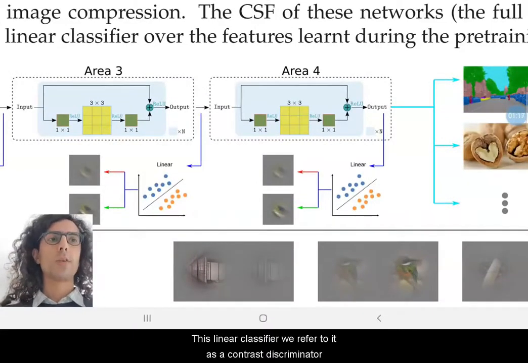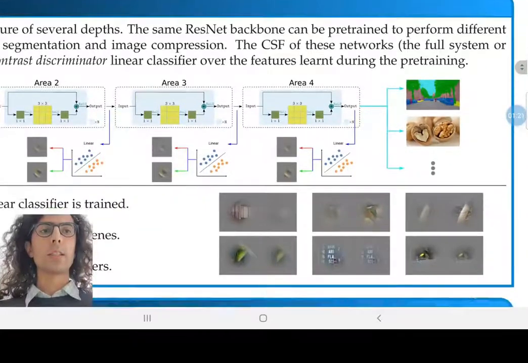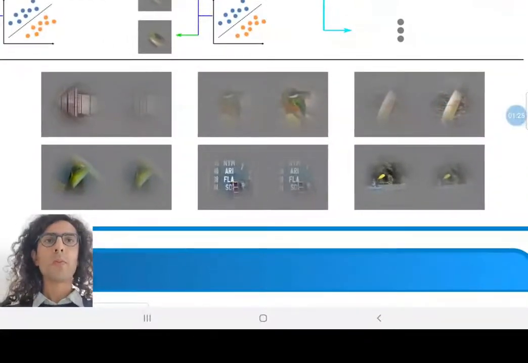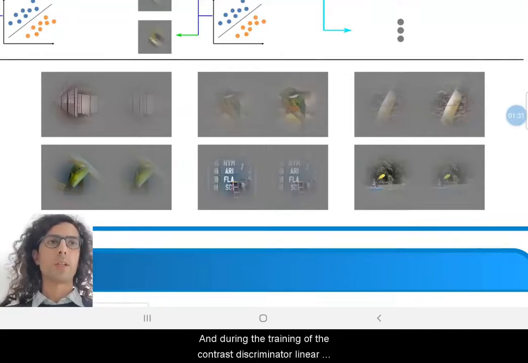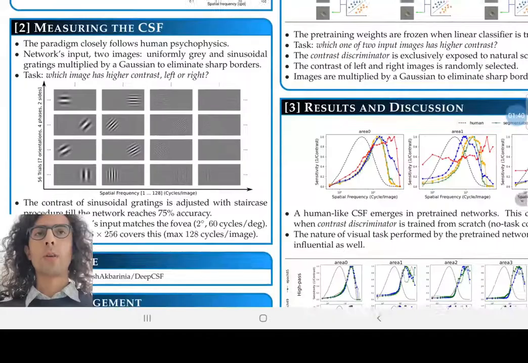This linear classifier, which we refer to as a contrast discriminator, is only exposed to natural images. The images are multiplied by a Gaussian to remove any sharp borders. And during the training of the contrast discriminator linear classifier, the pre-trained weights are frozen.